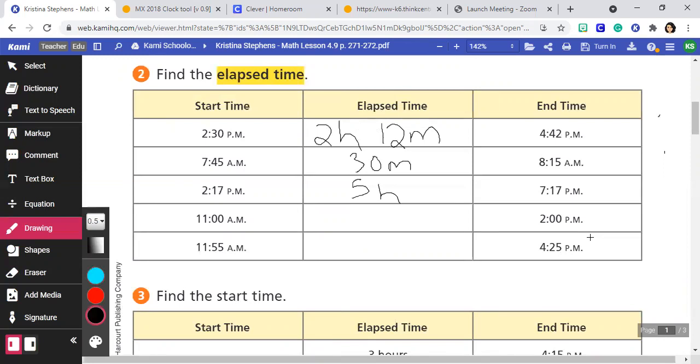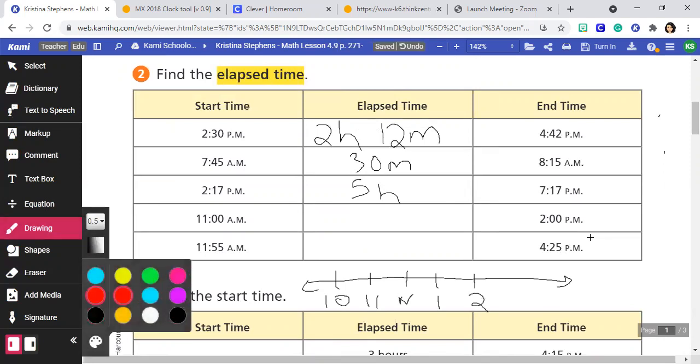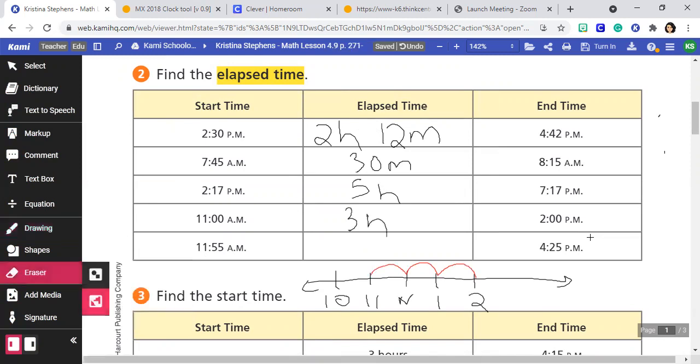Another way that I could think about this is I could use a number line. I could say, okay, well, I've got 10, 11 a.m. I'm going to put here for noon. You know that's 12 o'clock, 1 p.m., 2 p.m. So I could start right at my 11 o'clock and go forward all the way to 2, and I can see that 3 hours have gone by. Do you agree with my answer? If it doesn't make sense, make sure that you reach out to your teacher.